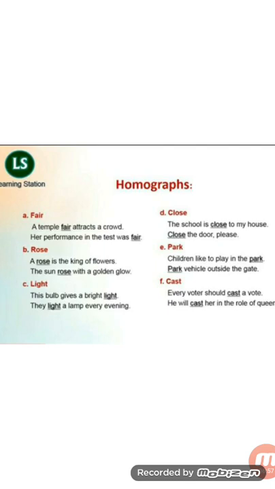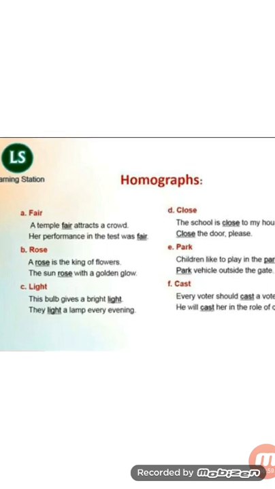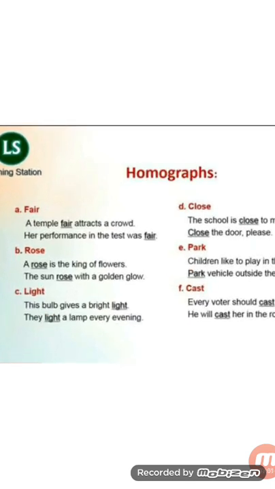B, rose. One is the flower, everybody knows. A rose is the king of flowers, as we all know. Second one, the sun rose. Here rose means it's a past tense of rise, है ना? Rise, उगना. Okay, the sun rose with a golden glow. I hope you all are getting my point.